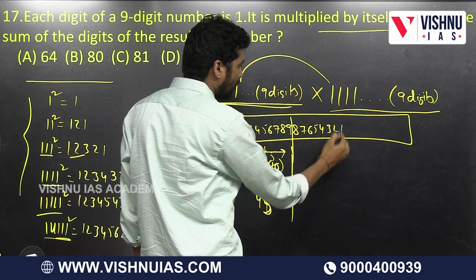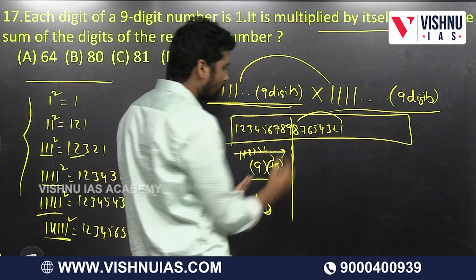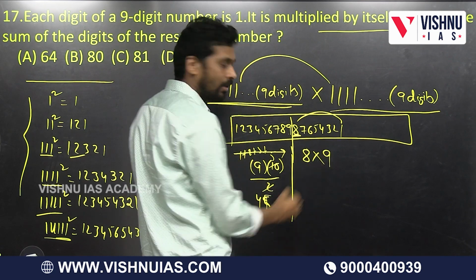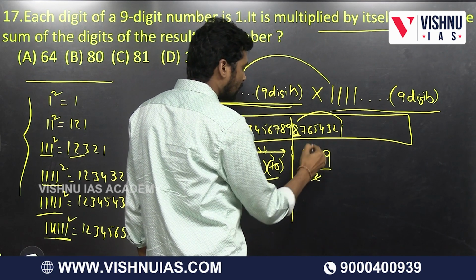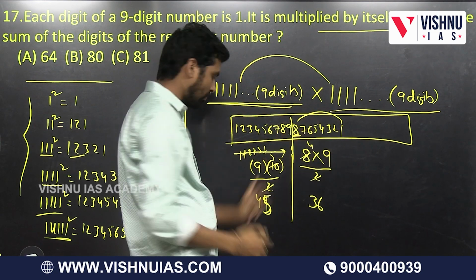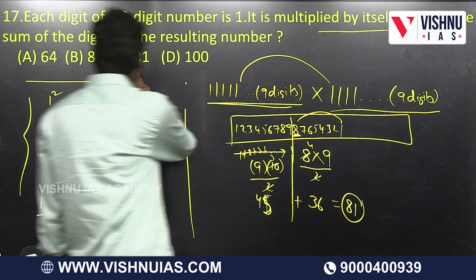And for the other part, 1 plus 2 plus 3 plus 4 plus up to 8, again the sum of the first n natural numbers formula: 8 into n plus 1, which is 9, divided by 2. 4 nines are 36. So you add the totals, these numbers and those numbers. 45 plus 36 means what? 81. So the answer is 81.